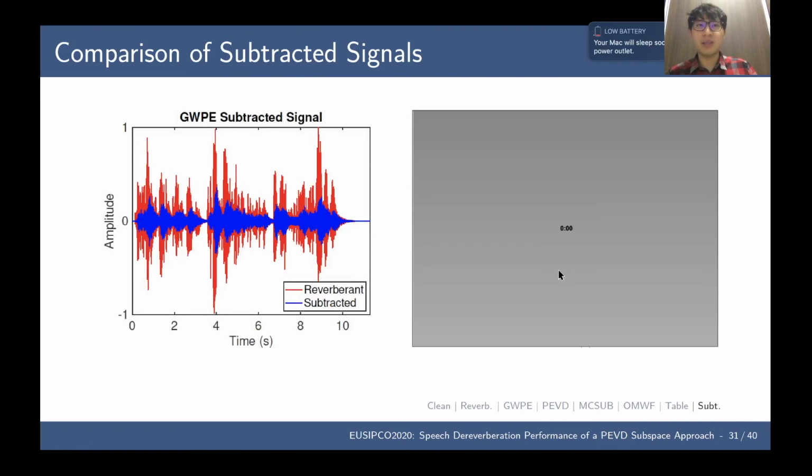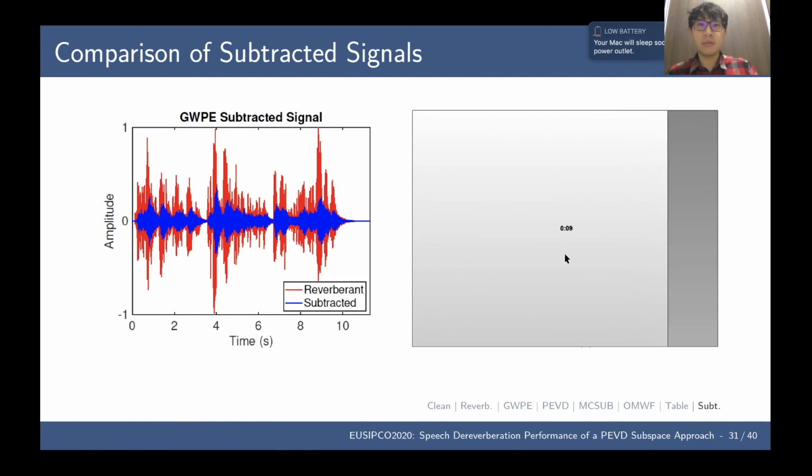Polynomial EVD subtracted. The situation involves some political perils. It's hard to tell an original from a forgery. Don't ask me to carry an oily rag like that.